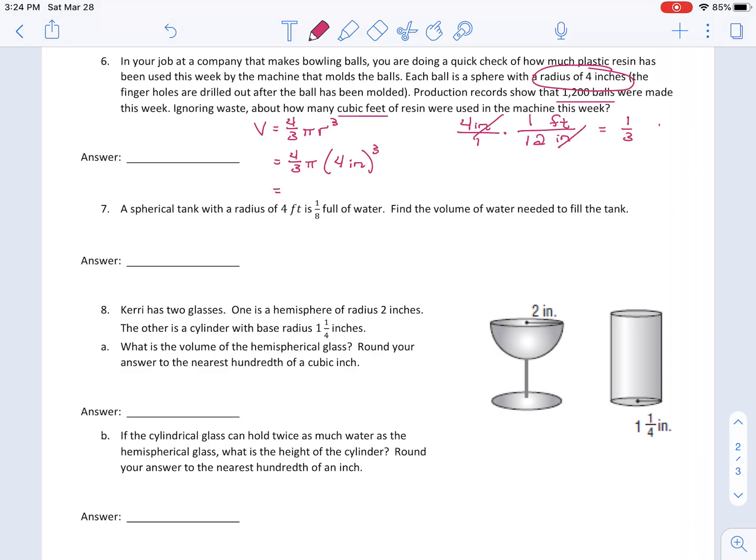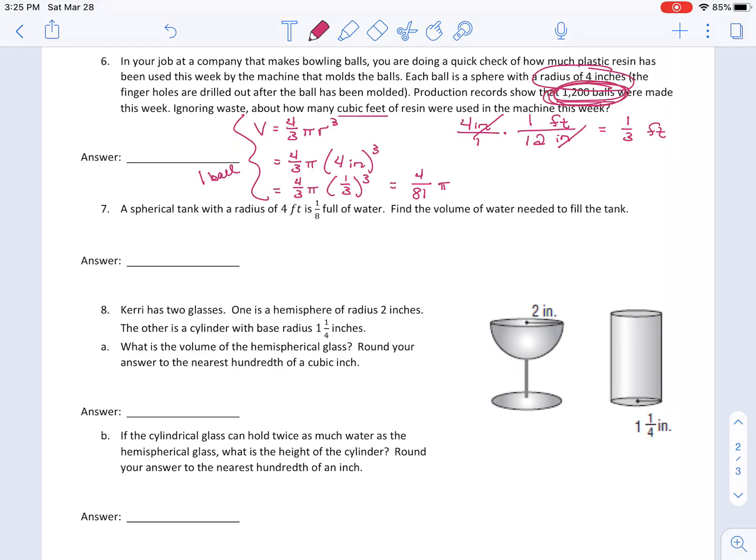Since the 4 is on top and the 12 is on bottom, I actually have to divide. So that's 1/3 of a foot for the radius. So I'm really going to be doing 4/3 times pi times 1/3 to the 3rd power, which is a little weird. This again is the volume of a single bowling ball. And when I make my calculator give me the fraction answer, it spits out 4/81. And remember, that's without typing in pi. This again for 1 ball.